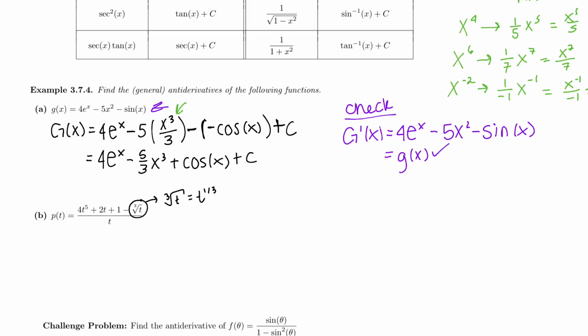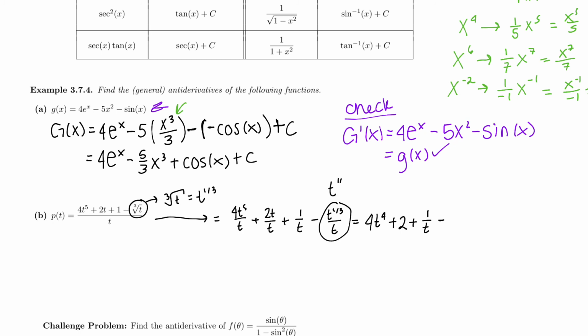All right, so let's go ahead and do this one. Simplifying this, we have 4t to the 5th over t plus 2t over t plus 1 over t minus t to the 1/3 over t. Simplifying that, we get 4t to the 4th plus 2 plus 1 over t. I'm going to leave him alone. And then minus this guy right here gets simplified to t to the 1/3 minus 1. So it's t to the -2/3.